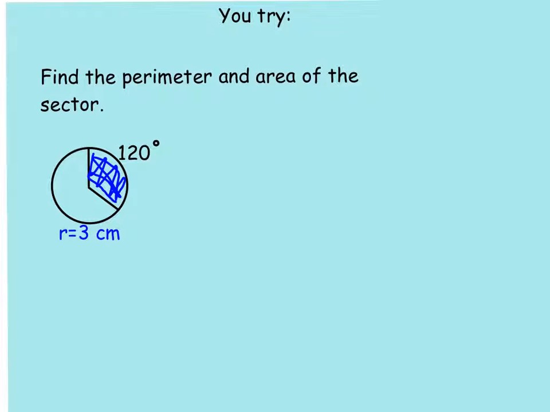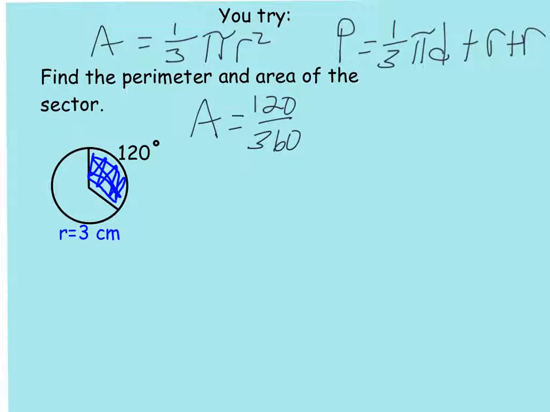So at this point, I want you guys to go ahead and give it a shot, work with your table group, and try and solve this one. We're finding both the perimeter and the area of the sector. If we look at it, it's 120 degrees. Again, go ahead and hit pause on the video, work through it for a couple minutes, and see where we're at as we compare answers at the end.